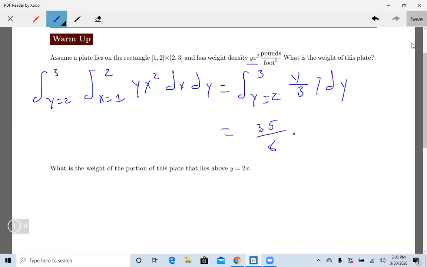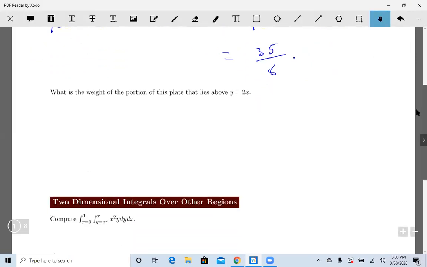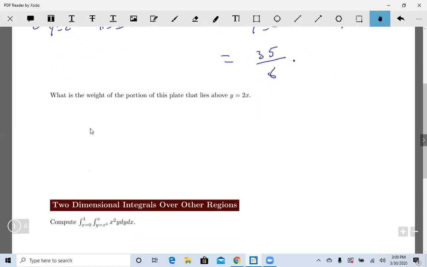Okay, so now I want to ask this second question. This is really getting into the material that we're going to talk about in this series of videos. What is the weight of the portion of this plate that lies above the line y equals 2x? I'm going to graph this with Desmos. In fact, I'm going to do all of the work on the Desmos screen, just because it's easier instead of switching back and forth.